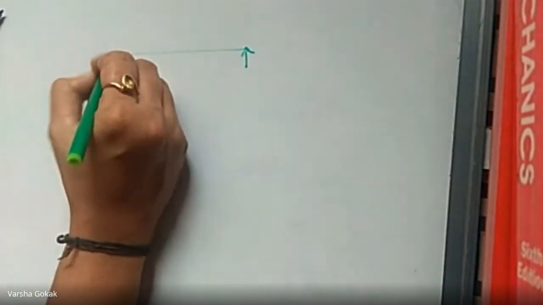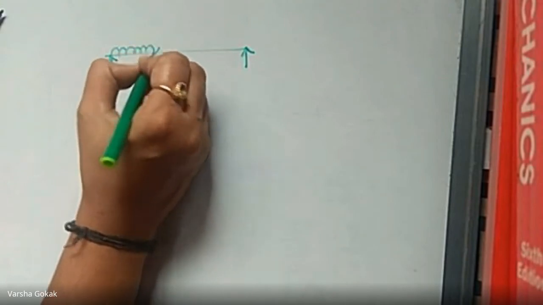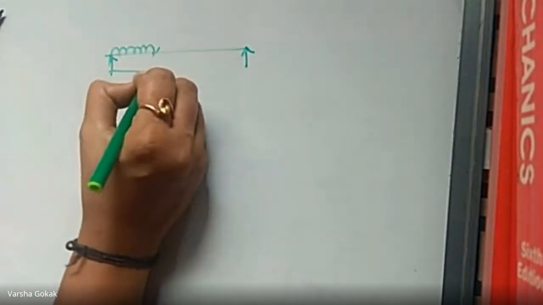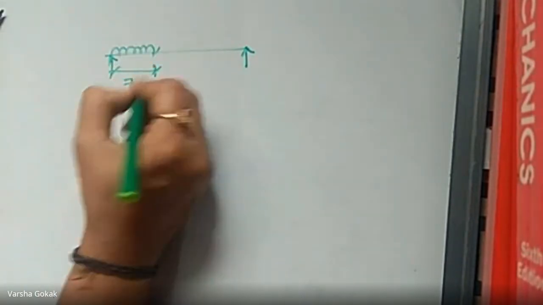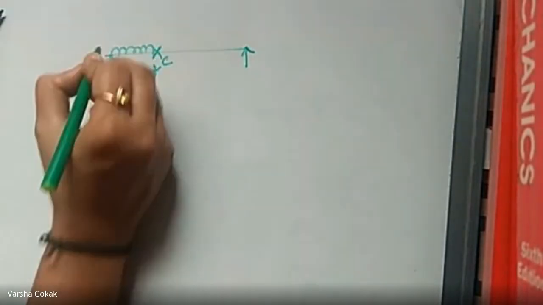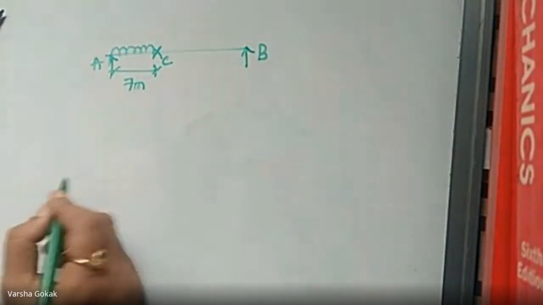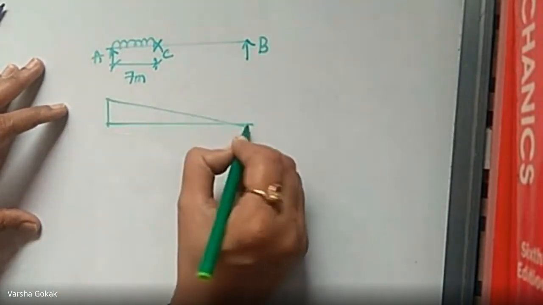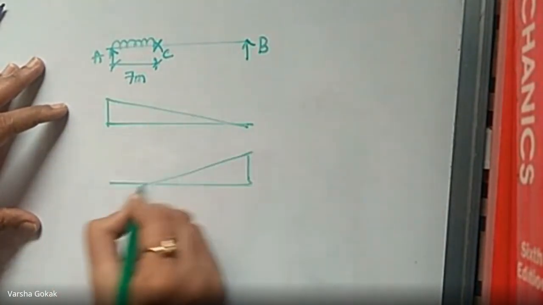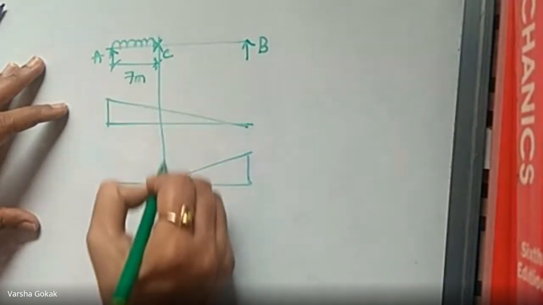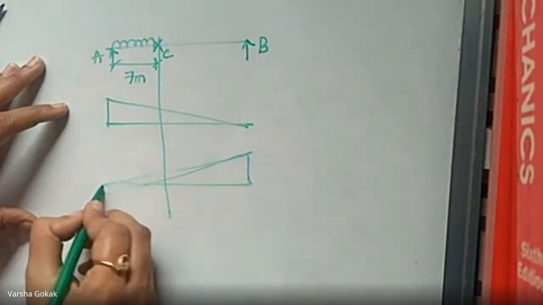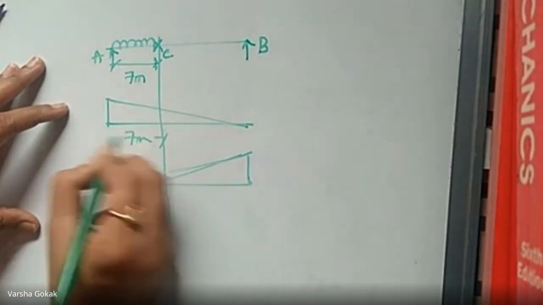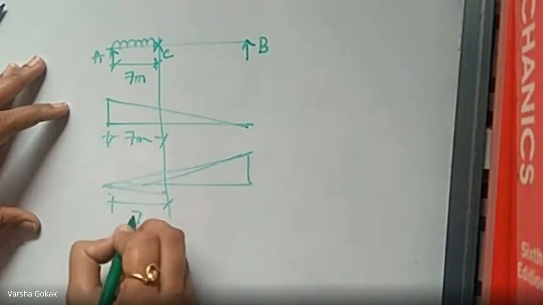They have given you a beam with a UDL load for a certain distance of 7 meters, and this is the point C. So this is A and this is B. They wanted us to calculate the reactions. So we know the reaction at A and the reaction at B. Point C is at a distance of 7 meters.